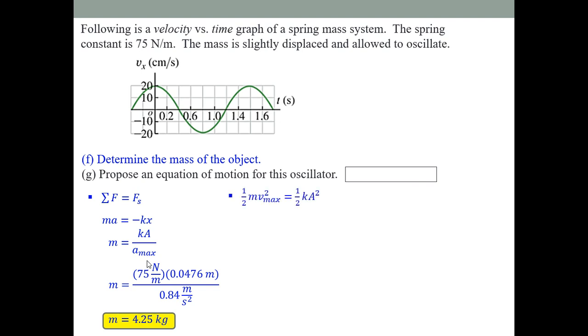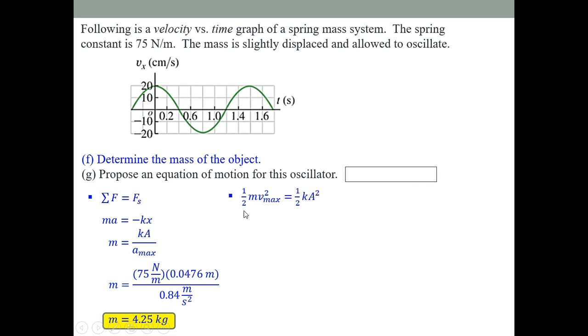The second strategy is to use conservation of energy. I know that kinetic energy is at its max when potential energy is at its max. So instead of x, I replace x here on the potential energy side due to a spring with A. Again, I'm just setting two maximum points equal to each other. And if that happens to be the case, all of this potential energy is going to go into the kinetic energy of the spring.